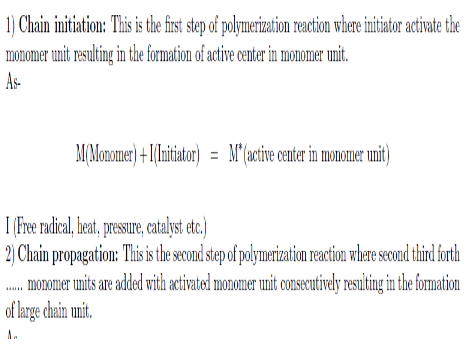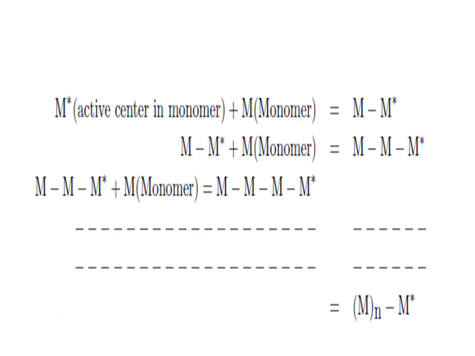And the second step is chain propagation, which is the second step of polymerization reaction, where second, third, fourth and so on monomer units are added to the activated monomer unit consecutively, resulting in the formation of a large chain. Here you can see this activated M, to this activated species another monomer unit is being added in the consecutive steps and finally resulting in the formation of a polymer.